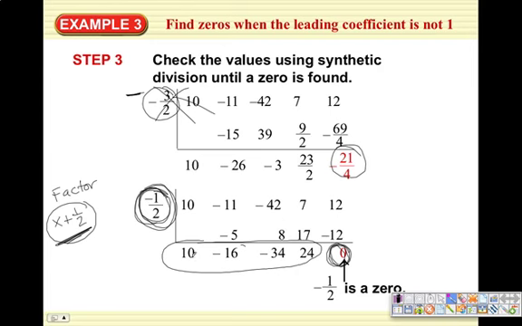Now, what do you notice about these numbers right here? It means 10x to the third power, minus 16x squared, minus 34x plus 24. They're all divisible by 2, right? That's why this factor isn't really x plus 1/2. If we factor out a 2 out of all this, we get 5x cubed minus 8x squared minus 17x plus 12.